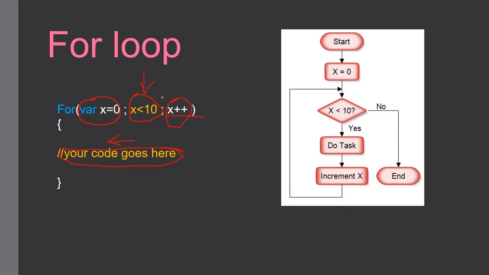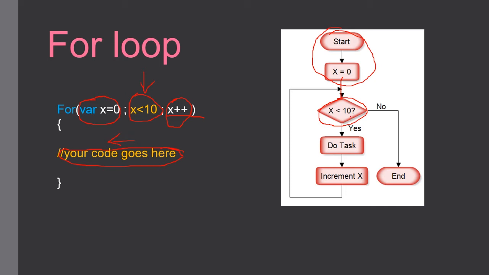Remember, this returns a boolean result. Don't forget that. So we have what our for loop basically looks like. When it starts, it's going to declare a variable called x right here. It's going to set it to 0, and then it's going to go ahead and check the conditional expression: is x less than 10?